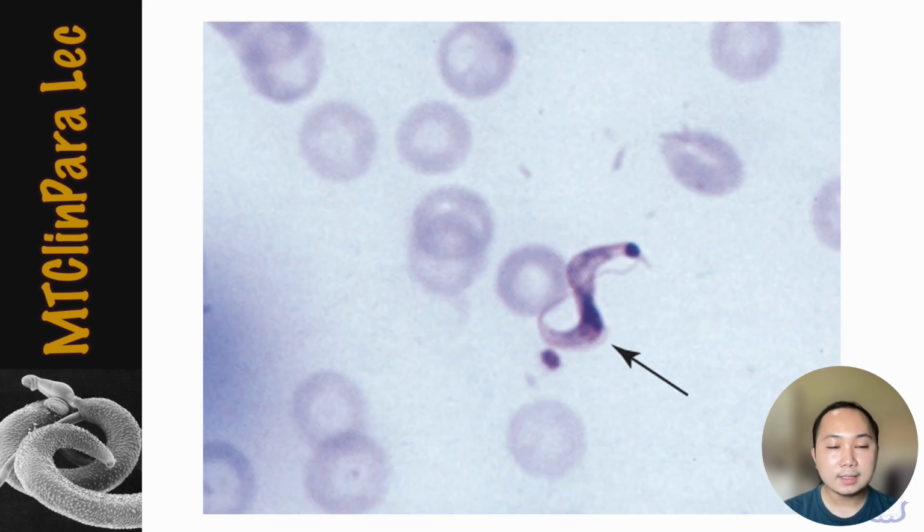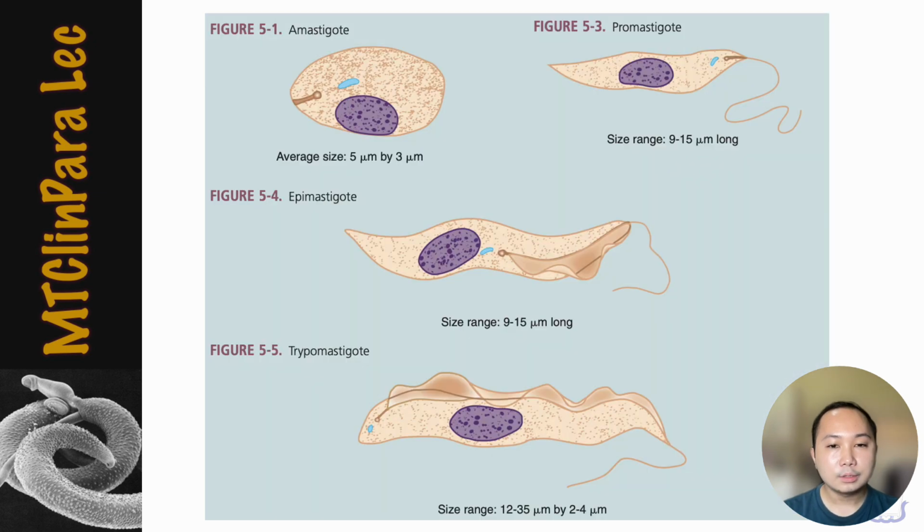Here is an example picture of our trypomastigote seen in the peripheral blood smear. As you can see here, it is S-shaped with a posterior nucleus and an anterior flagellum. Here is a sample picture to highlight the differences of the four morphological forms for the hemoflagellates.